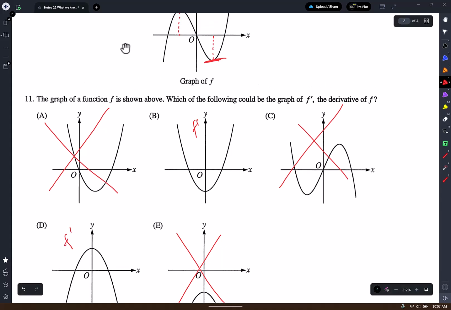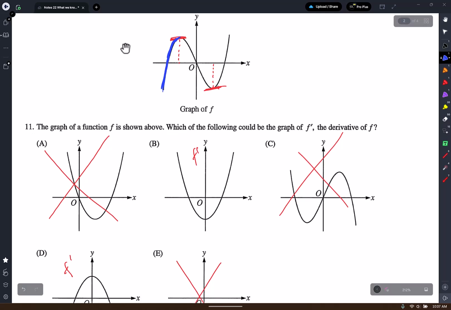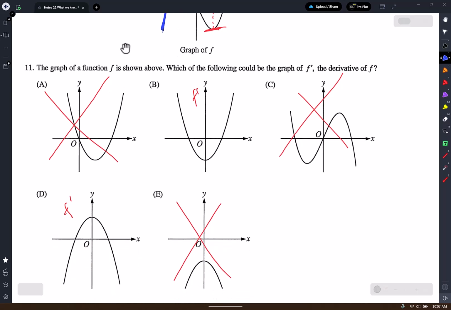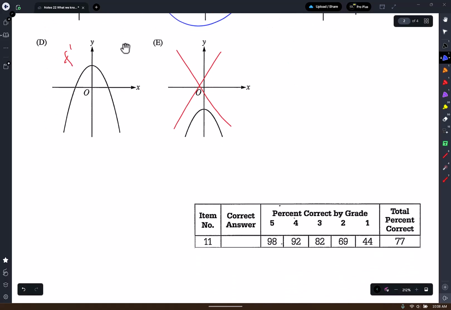The next thing I would say is, well, to the left of this horizontal tangent, I am increasing, because remember, you read a graph left to right. So I better start above the x-axis on my derivative graph. Does that make sense? So which one must it be? B. Looking at the percentages here, it's the same story. Everyone that's getting higher than a 1 looks to be doing this question correct.